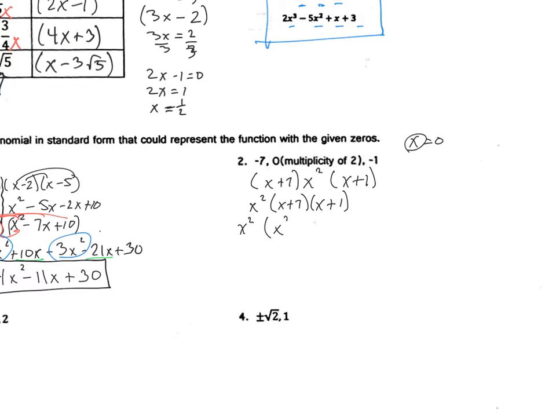So we have x squared plus x plus 7x plus 7. Leaving this x squared out there, x squared plus 8x plus 7. So we'll get x to the 4th plus 8x to the 3rd plus 7x squared.